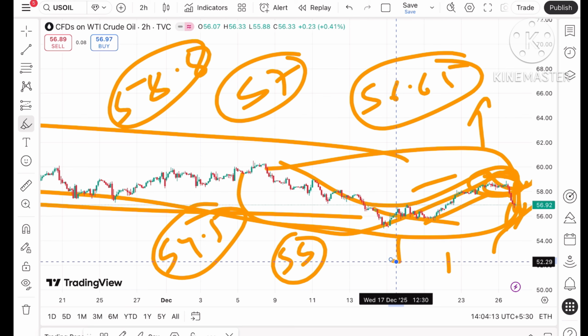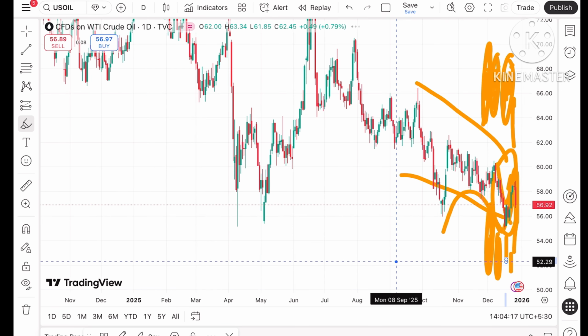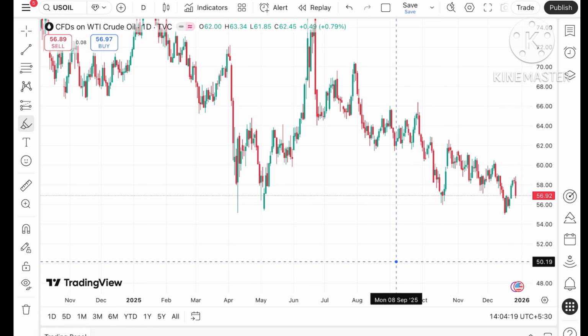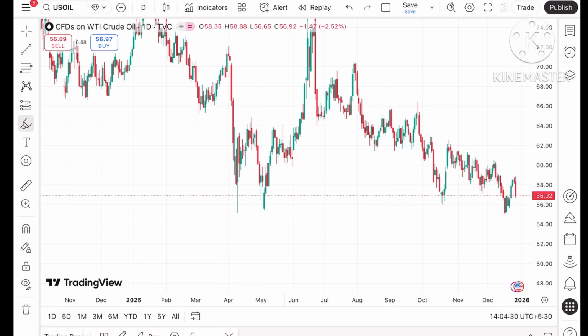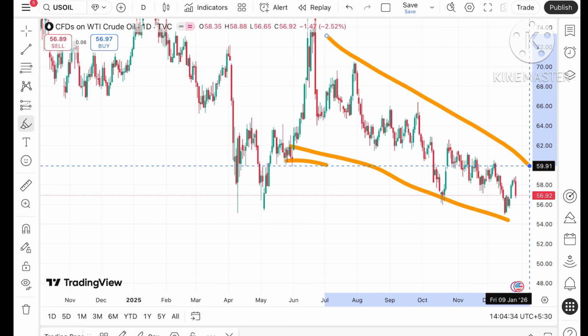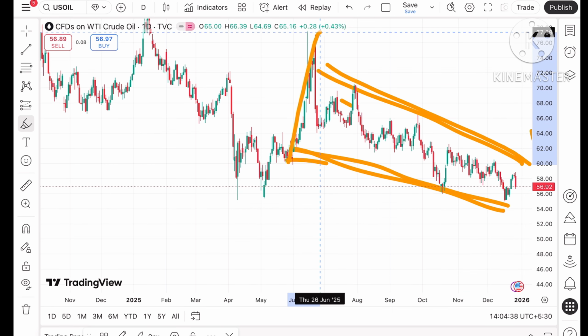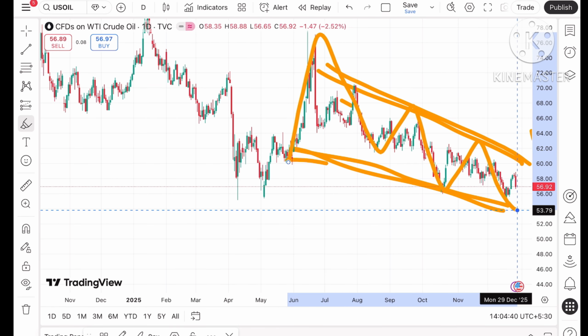Now if you see the daily chart, you'll understand how the price has moved on a day basis. On the daily chart, WTI continues to show steady medium term movement, with price holding above a reference level around 57. If we form a pattern, we can see the price is moving in this particular range, and it is trying to go to this particular level.